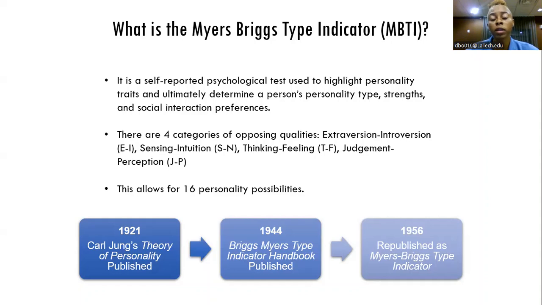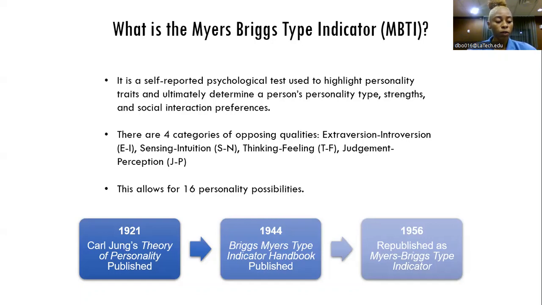And Briggs and Myers took the original 3 dichotomies that he introduced in his paper, and they added the judgment and perception opposing qualities to the mix. They felt that Jung's paper did hint at this already being a dichotomy, but they went on and included it because he didn't explicitly state this was another group of opposing qualities that could play into how people's personalities form and the decisions and behaviors they have.